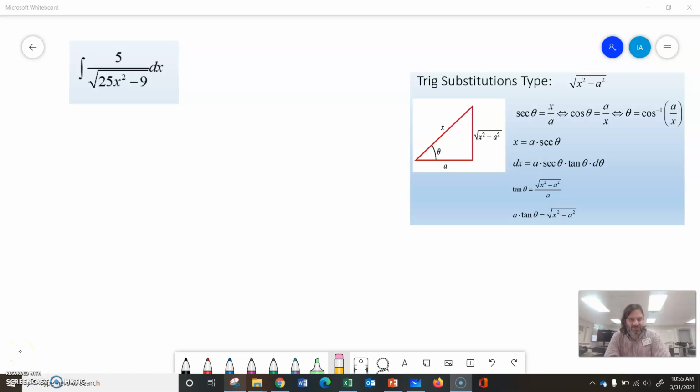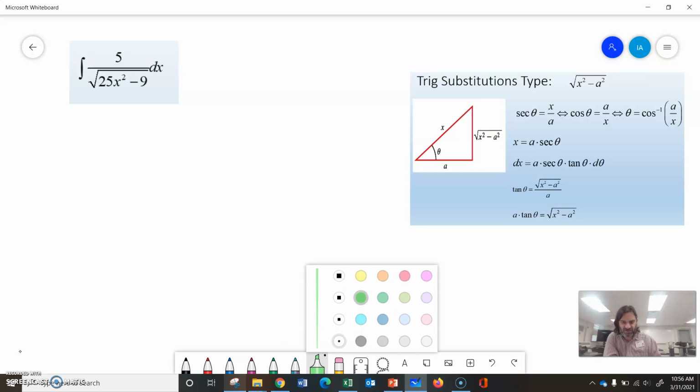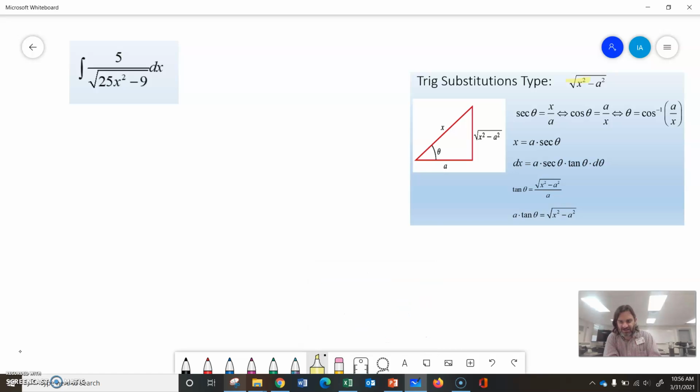Alright, so we're going to do a trig substitution integration problem. It is the integral of the fraction 5 on top, and that's all over the square root of 25x squared minus 9 dx. So this is of the type of variable squared minus number squared. So it fits the type where the square root is on the opposite leg. Okay?